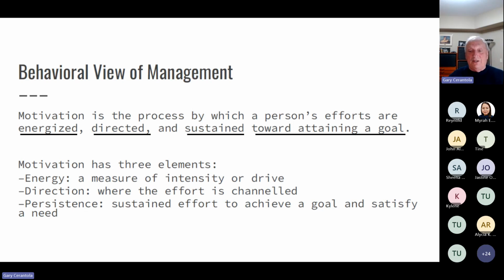The direction, we talked about that. That's where the effort is channeled, so that you're showing these people what the right things are to do based on what the future should look like, based on the vision and whatever. So that's key. And then the persistence, sustaining effort to achieve goals and satisfy a need. It's, what gets measured gets done, in terms of measuring the right things, and being relentless in terms of getting to those outcomes that you need to get to.